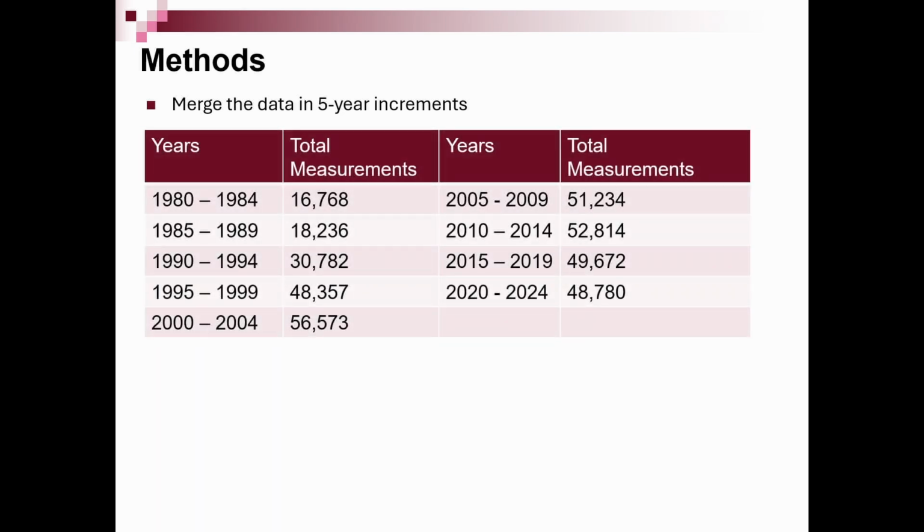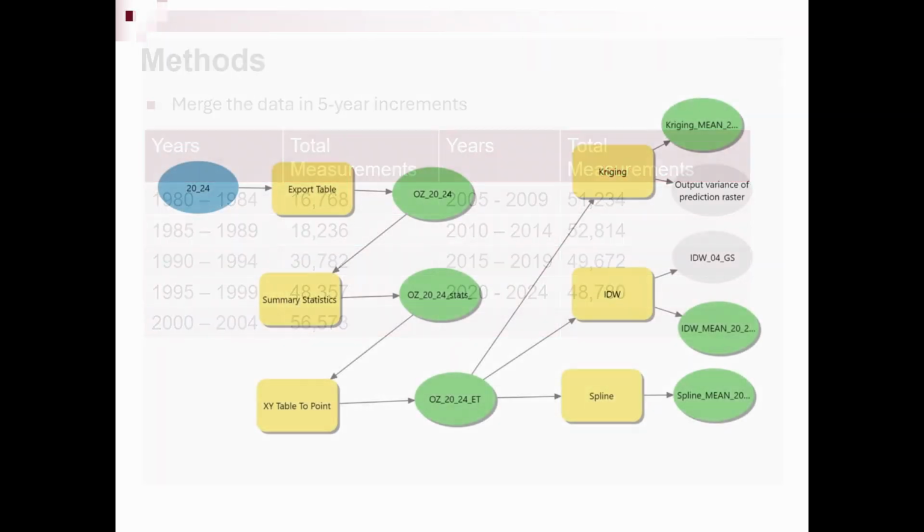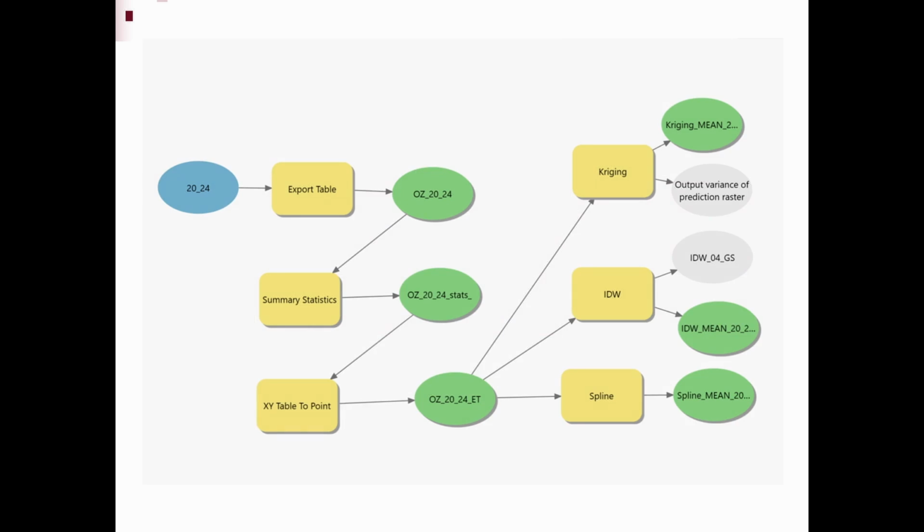So my methods, the first thing I did was merge 5-year data increments. So I took all of the data and merged them into 5 years. These were the total measurements for each year. The next thing I did was build a geoprocessing model. So I wanted to take my standalone tables and export them into spatial data.